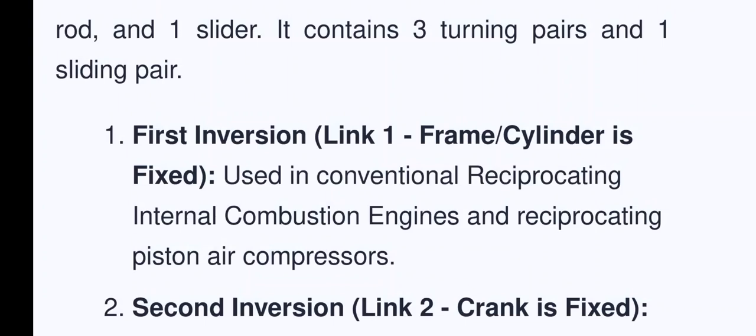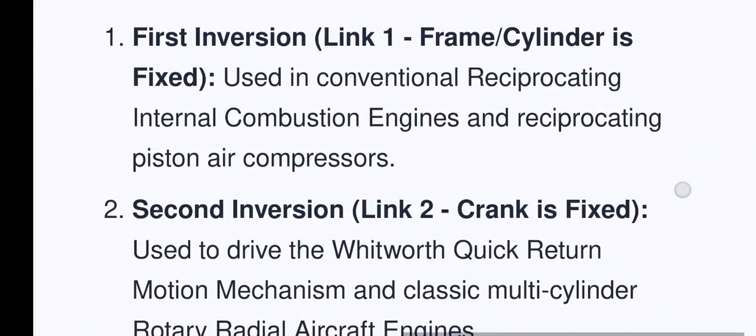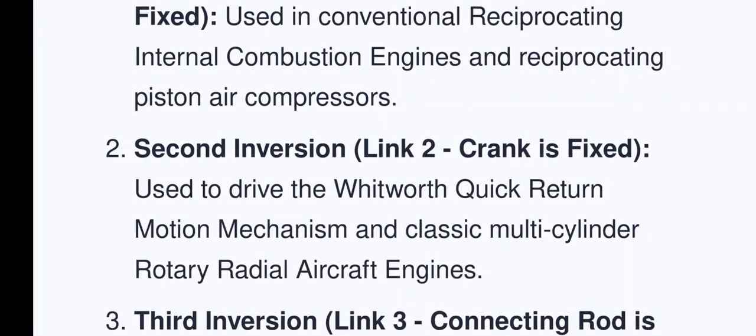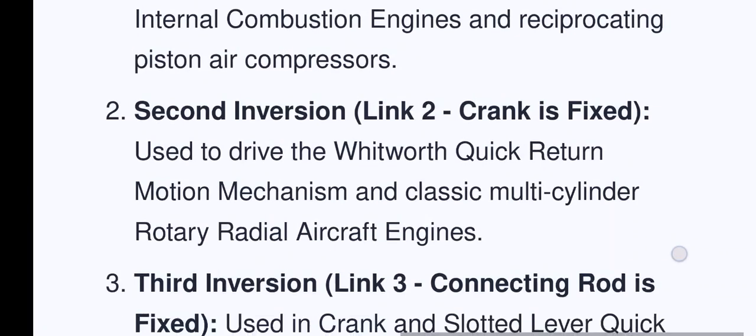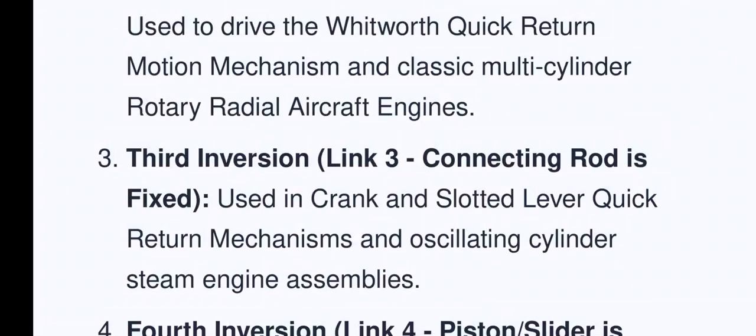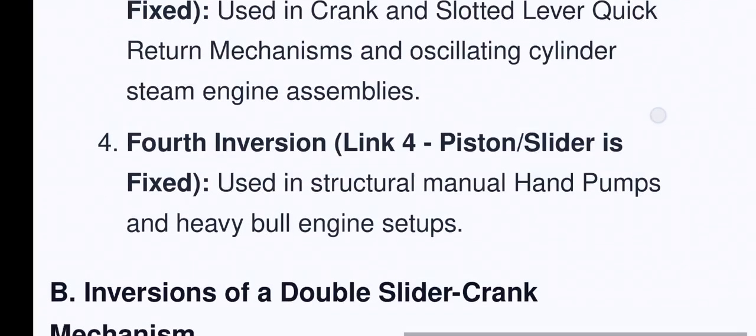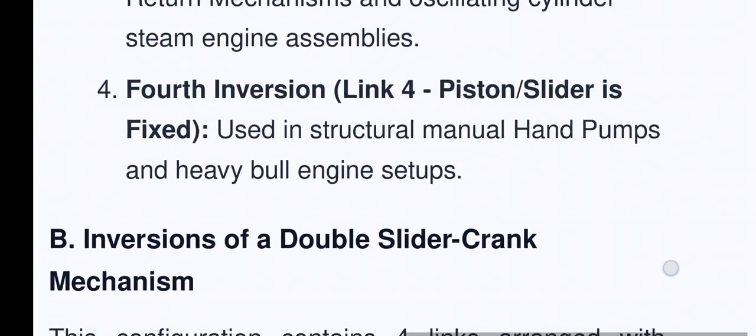First inversion, link 1, the frame or cylinder, is fixed. Used in conventional reciprocating internal combustion engines and reciprocating pistons or air compressors. Second inversion, link 2, the crank, is fixed, used to drive the Whitworth quick return motion mechanism and classic multi-cylinder rotating radial aircraft engines. Third inversion, link 3, the connecting rod, is fixed, used in the crank and slotted lever quick return mechanism and oscillating cylinder engine assemblies. Fourth inversion, link 4, the piston or slider, is fixed, used in manual hand pumps and heavy bull engine setups.